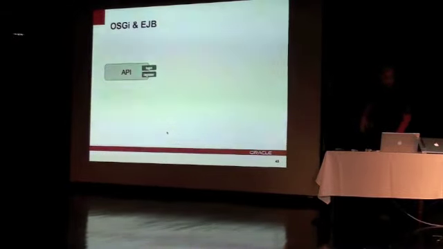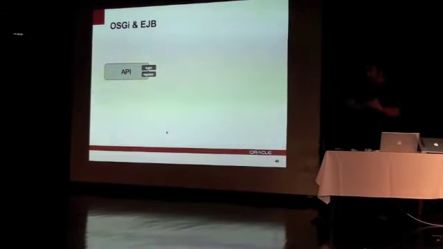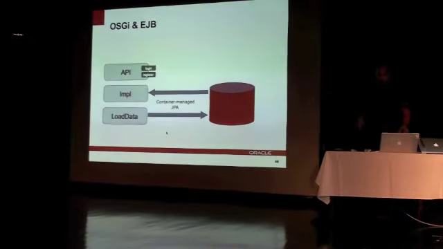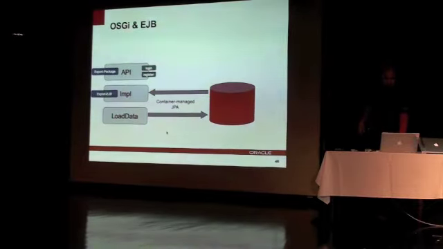One more. You have an OSGi and EJB. How do they work? Well, I got an API, I got an impl, and I got a load data method. So load data will load data to my database. Impl will, for example, read the data from the database and expose it to my service. Now in my API, I have, of course, export package.